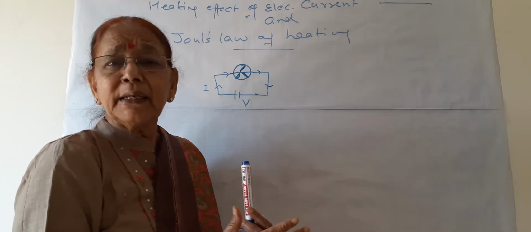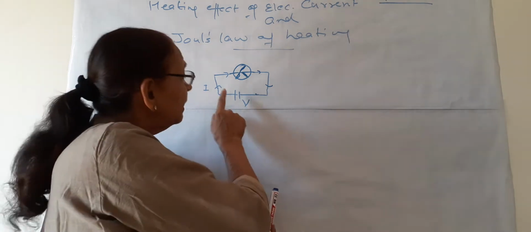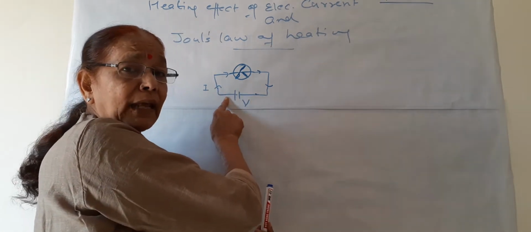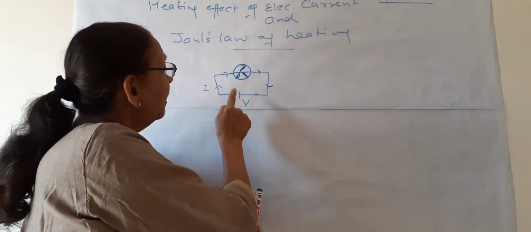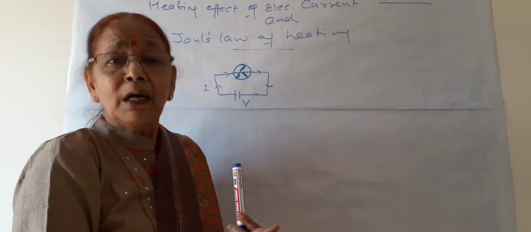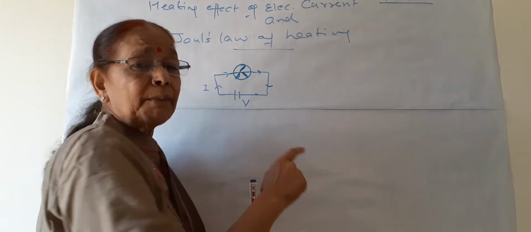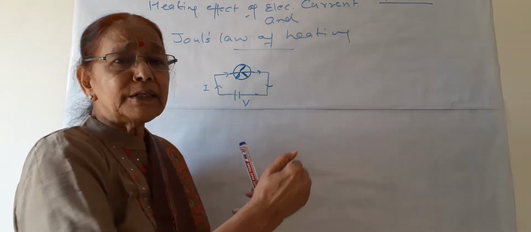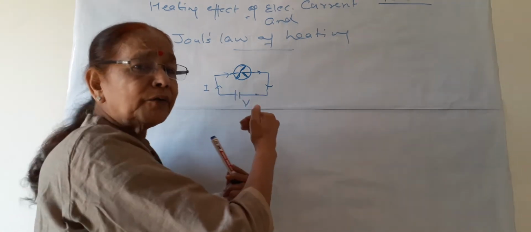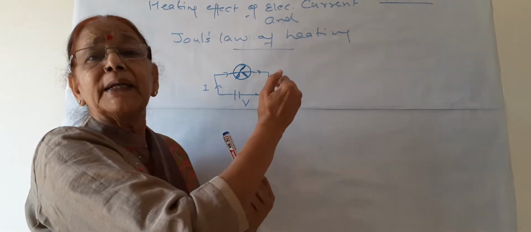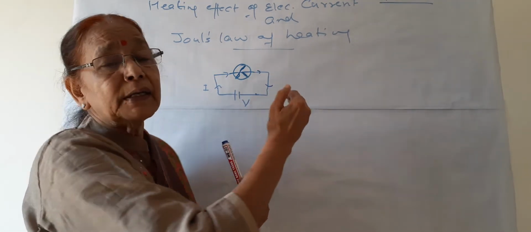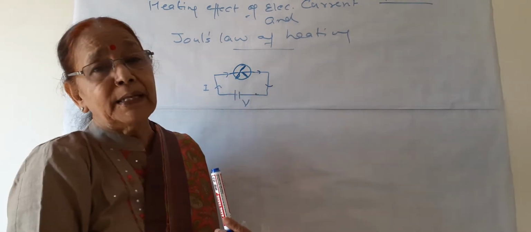Energy cannot be created nor destroyed. So how is this electrical energy produced? By the chemical energy of the battery. First, the chemical energy changes to electrical energy, and now some part of this electrical energy is changed to heat energy in the appliances.